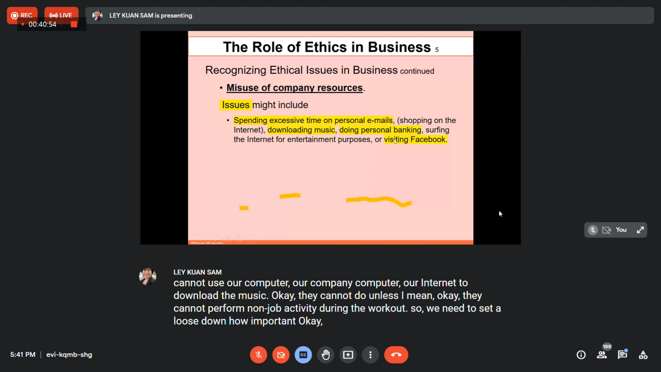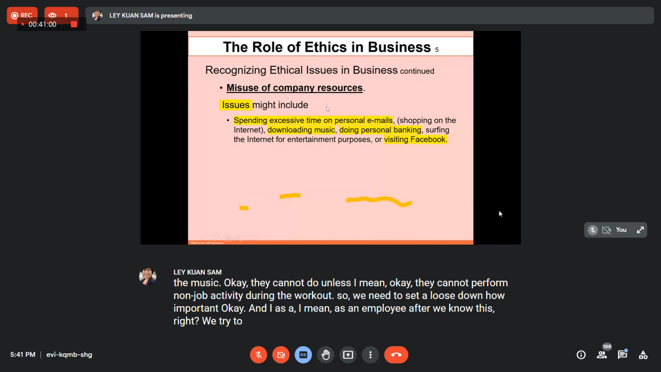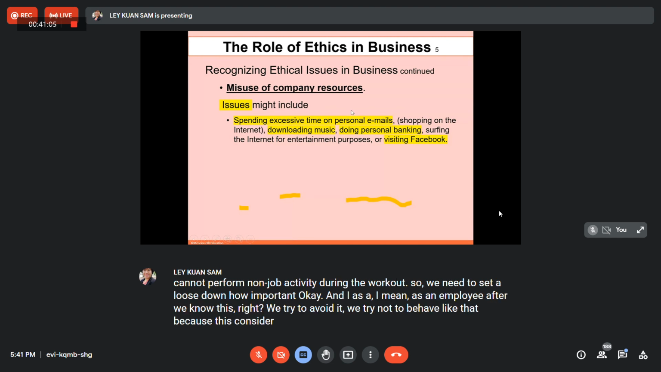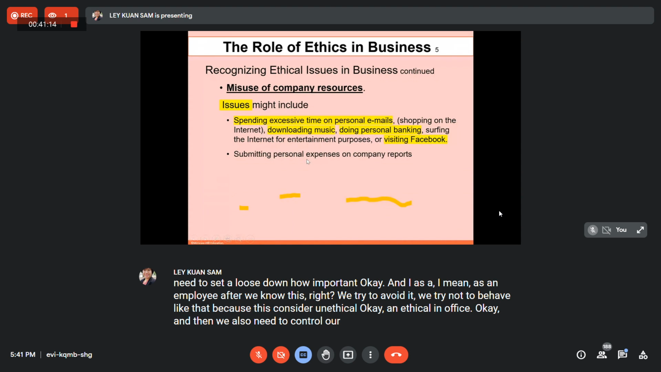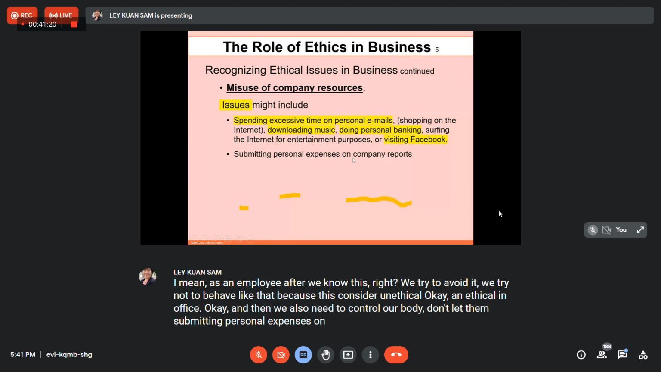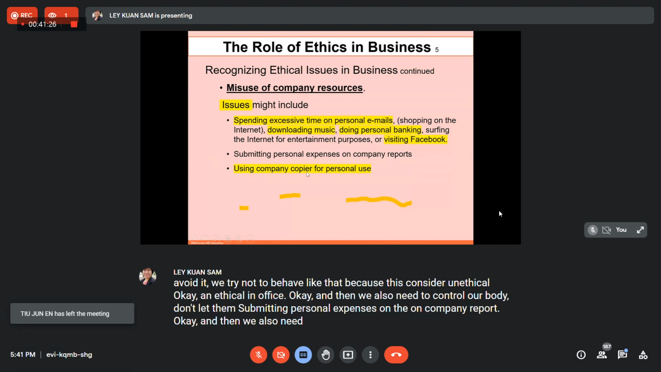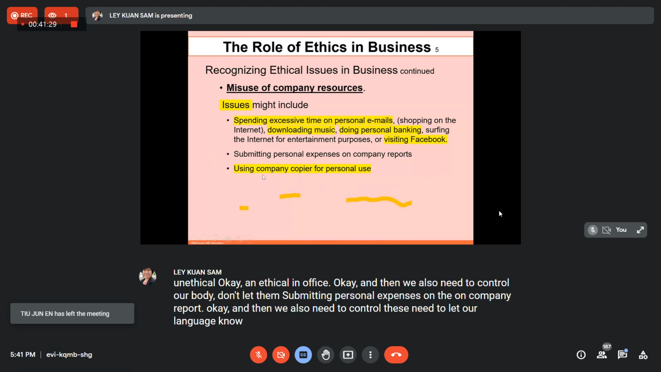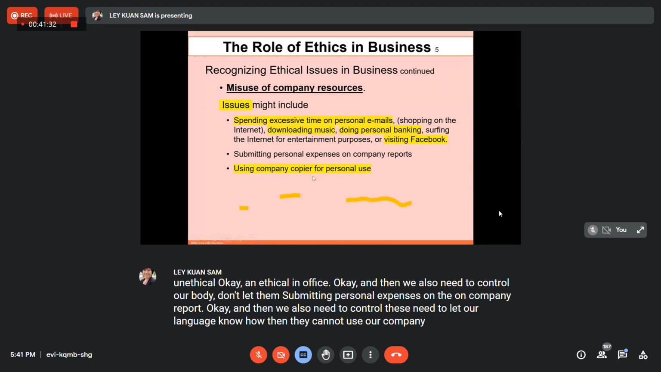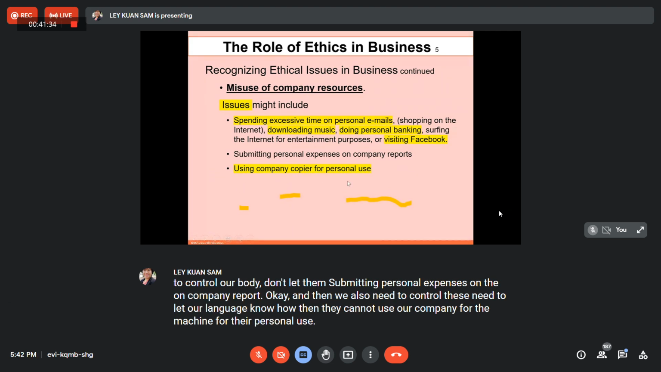Okay, and as an employee, after we know this, we try to avoid it. We try not to behave like that because it's considered unethical in the office. And then we also need to control our employees. Don't let them submit personal expenses on company reports. And we also need to tell them they cannot use our company photocopy machine for their personal use. Okay, this is very common.